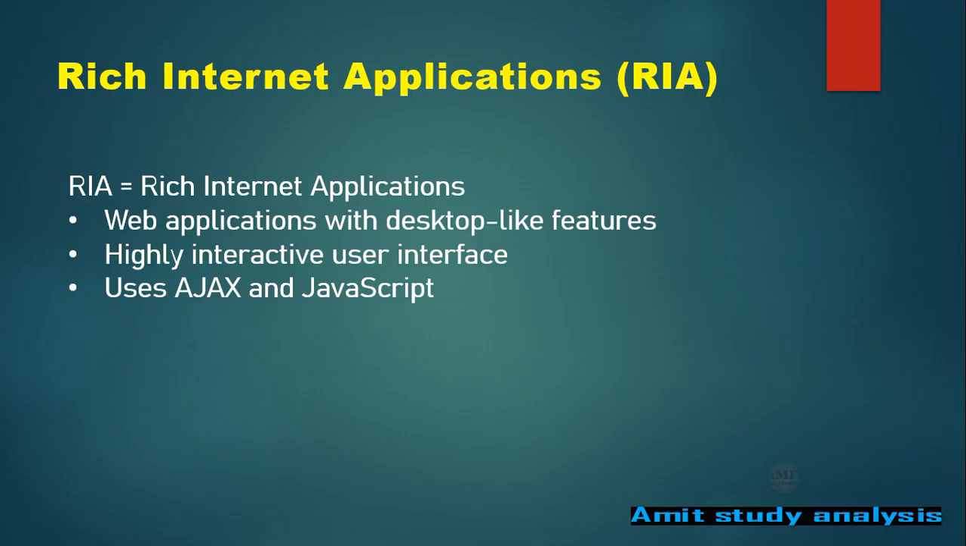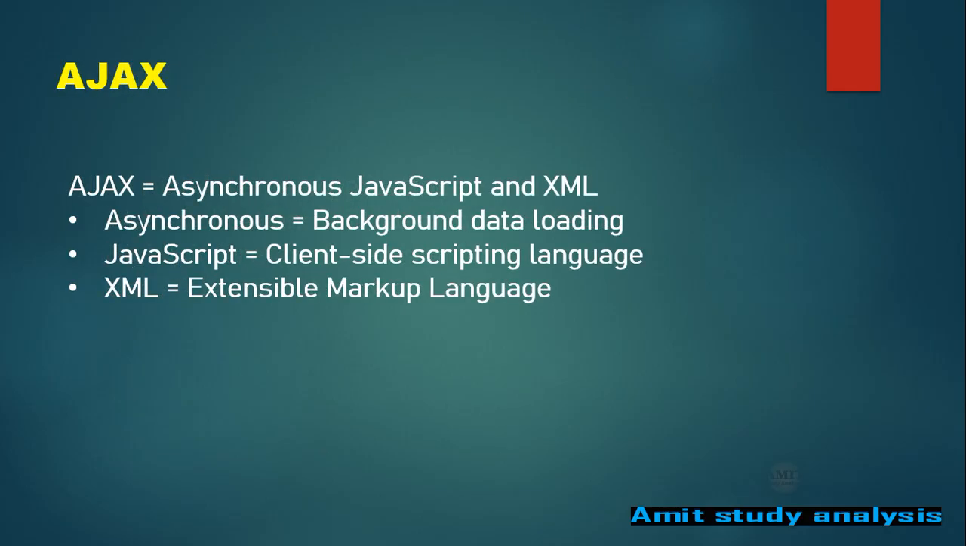Like if you are using offline MS Word and you are writing some content in it and saving, the same thing you can do on Google Docs, or online MS Word. So whatever you were doing on the desktop in offline mode, everything you can do on the web in online mode. This is called RIA, a rich internet application.